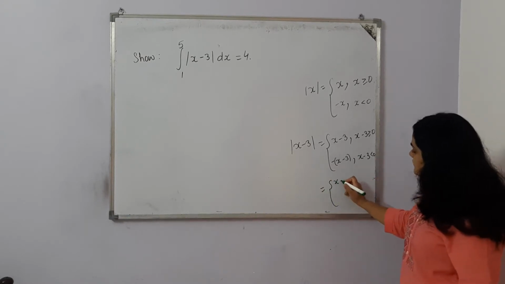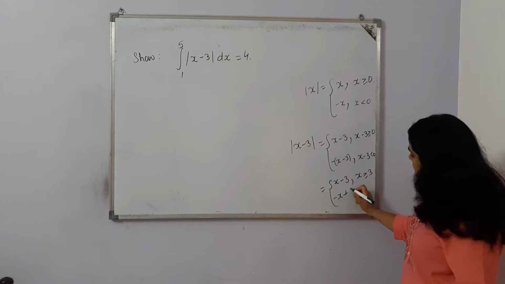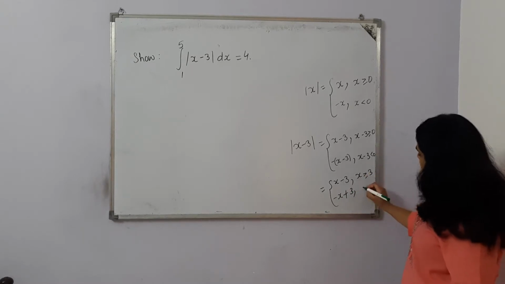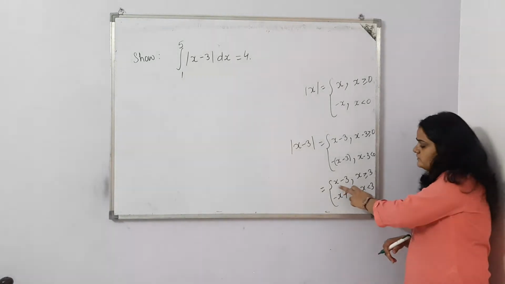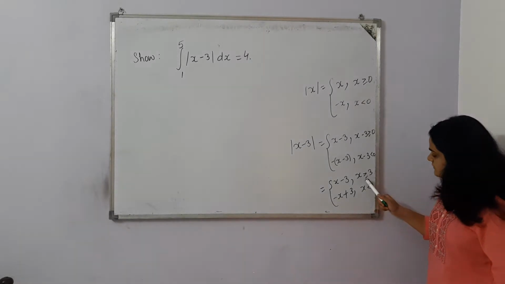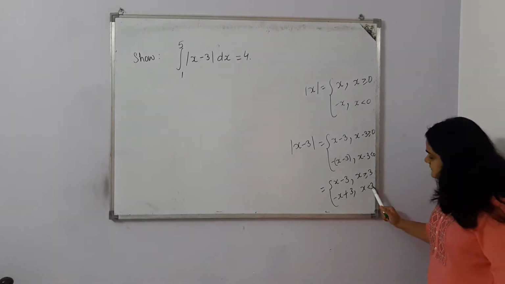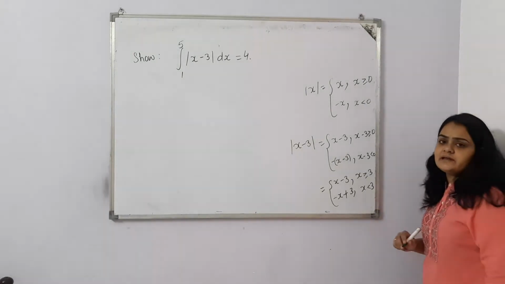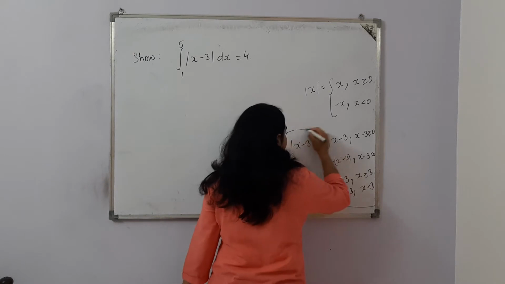Then we are going to solve it out. x minus 3 is the function whenever x is greater than or equal to 3, and minus x plus 3 is the function whenever x is less than 3. So the definition of modulus is saying we have the function x minus 3 when the limit is x greater than or equal to 3. Whenever the limit is less than 3, we need to take the function minus x plus 3.